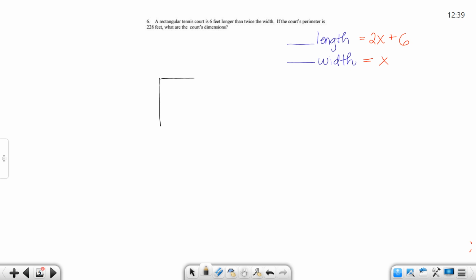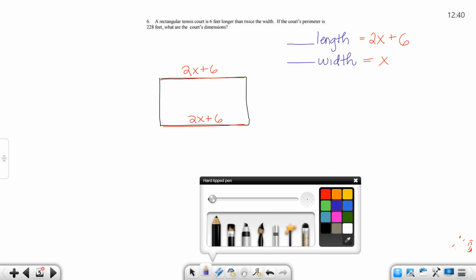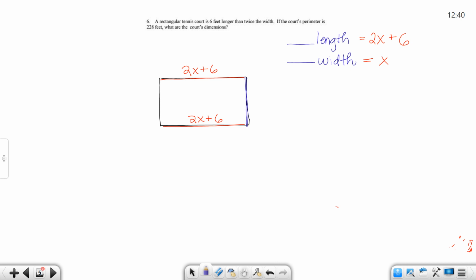So you have a rectangle. It doesn't matter if the rectangle is tall or long. But I'm going to go ahead and label my sides. I know the length is longer, so this side here is 2x plus 6. And if that is 2x plus 6, that means the bottom one is also 2x plus 6. That means this side over here is going to be the width, so that's x. That means this side here will also be x since it's a rectangle.